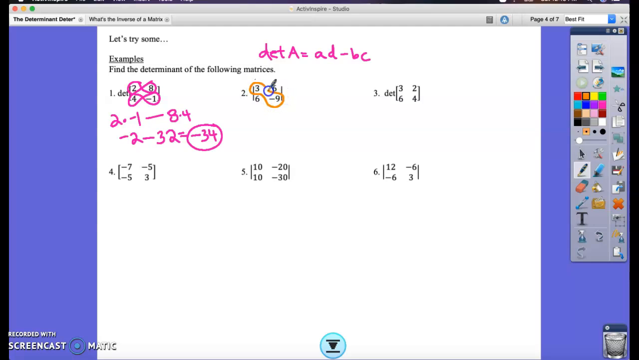Determinant is diagonals. 3 times negative 9 minus the difference, 6 times 6. Okay? 3 times negative 9 is negative 27. 6 times 6 is 36. Oh my goodness, I have some math here. If you need a calculator, go ahead, use it. 27 and 36 are 63. Negative 63 is the determinant.